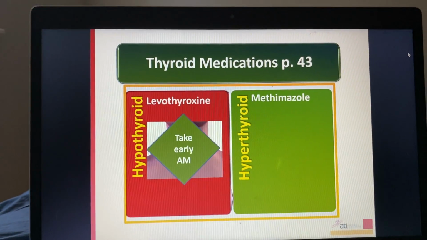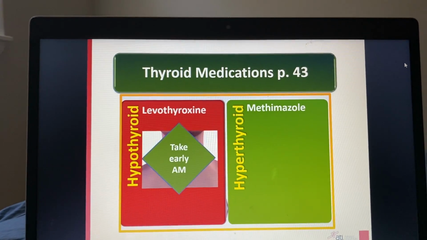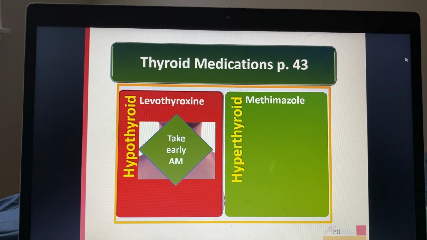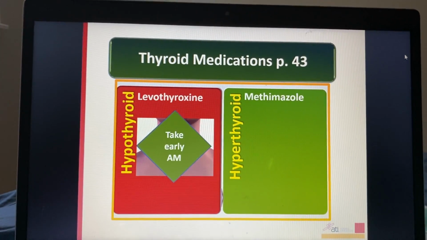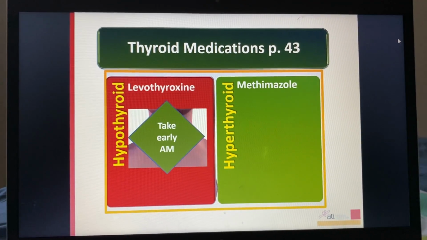This will help even get them moving in the morning. Some patients set an alarm, take it at 5 a.m., go back to bed, wake up, and then they have the energy and the metabolism is going that they need to get going with their day. Because the thyroid really controls metabolic processes in the body.